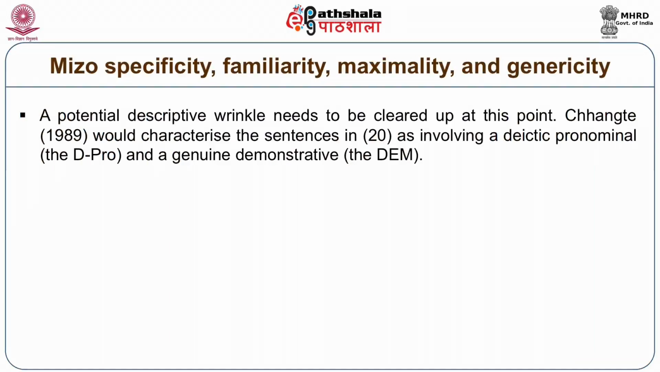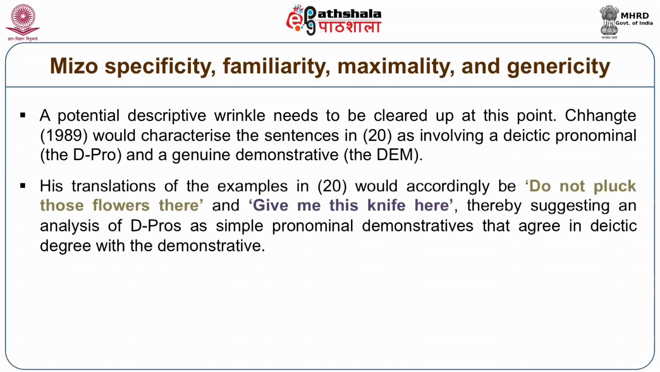So in a context like "do not pluck those flowers," the noun would be sandwiched between two occurrences of what is the same demonstrative with morphological and phonological variation, with the first, the deep row use, involving a long vowel and a high level tone. Work by Changte 1989, however, raises some questions that need to be handled before we settle on the description.